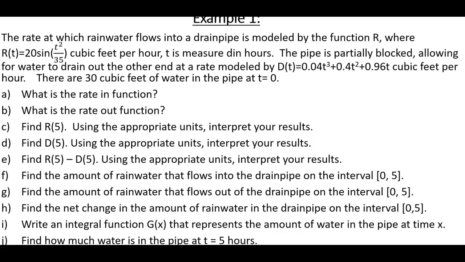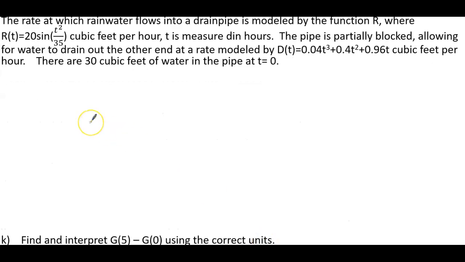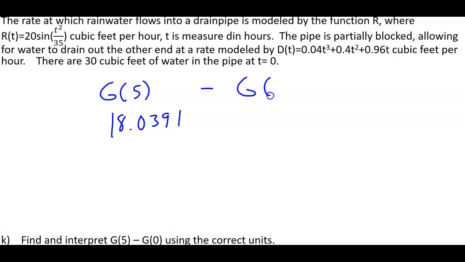The last one, let me scroll down to it. Okay, so find and interpret g of 5 minus g of 0 using the correct units. All right, well, we just found g of 5. G of 5 was 18.0391. And g of 0, well, you got to understand what g is.